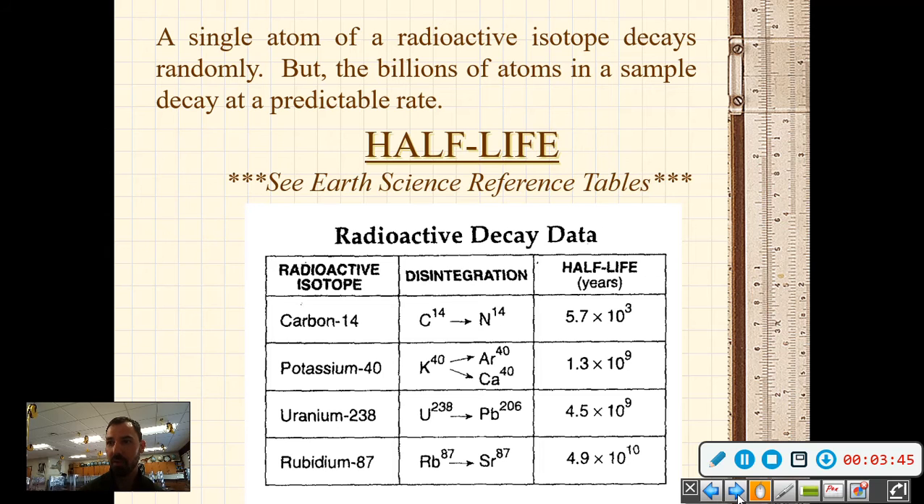So on the reference table, you'll find this on page 1. The radioactive isotopes are listed here: carbon-14, potassium-40, uranium-238, and rubidium-87. Disintegration tells, again, the parent and what it changes into, its daughter. You'll note that potassium-40 has 2 daughters, argon and calcium-40. Uranium-238 becomes Pb206, which is lead-206, and rubidium-87 turns into strontium-87.